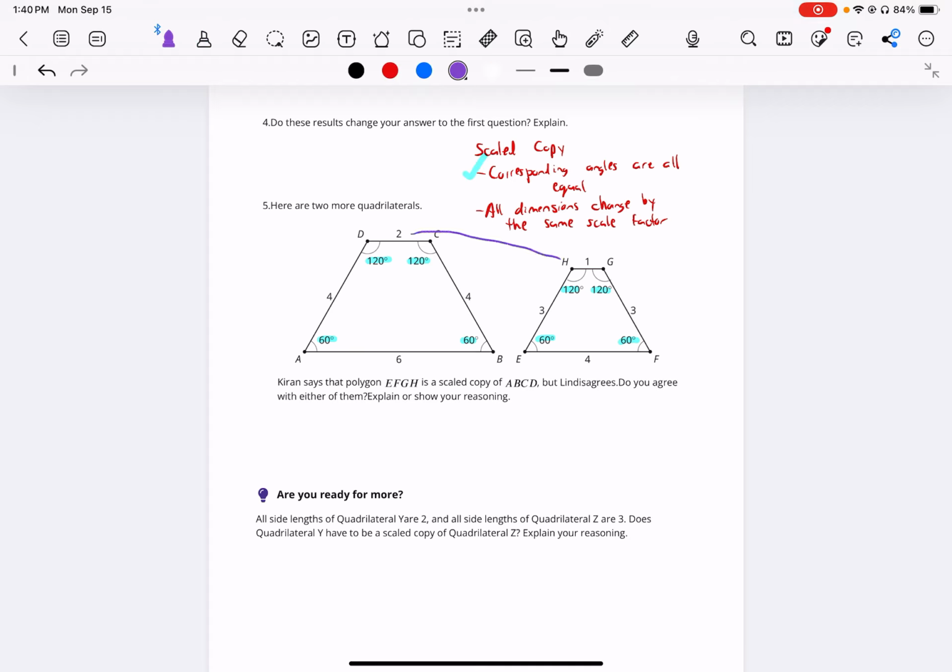But if I look at the scale factor, this is 2 times 1/2 to give me 1, but 4 times 1/2 is not 3. So these would not be scaled copies because the scale factor is not the same for all dimensions.